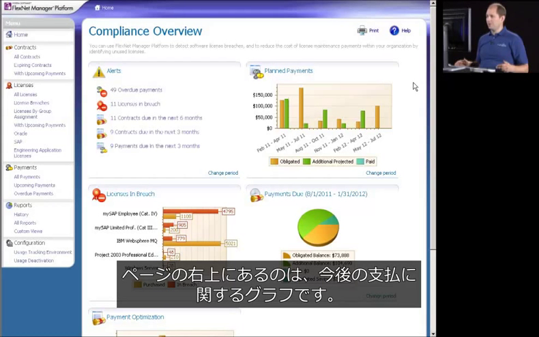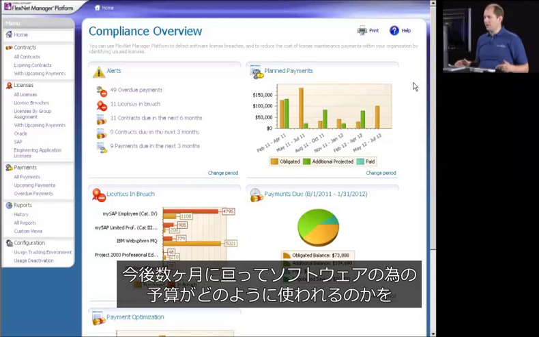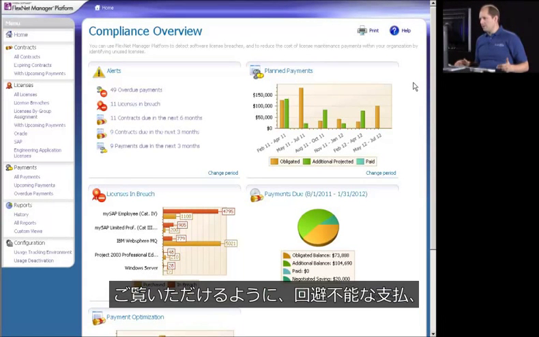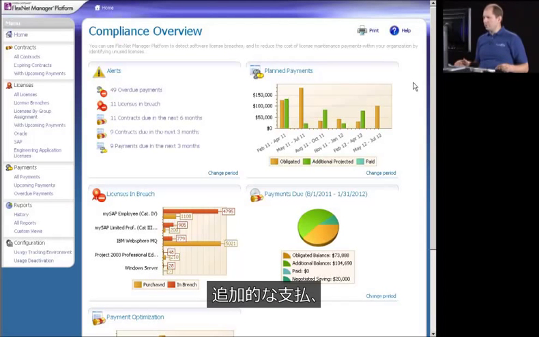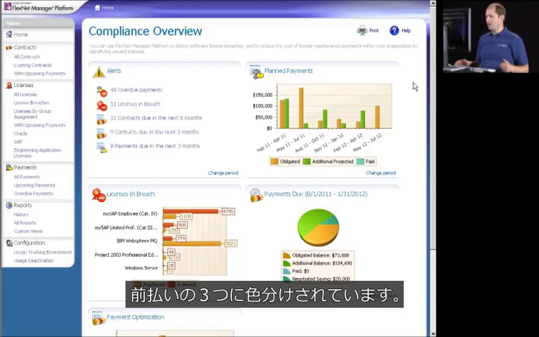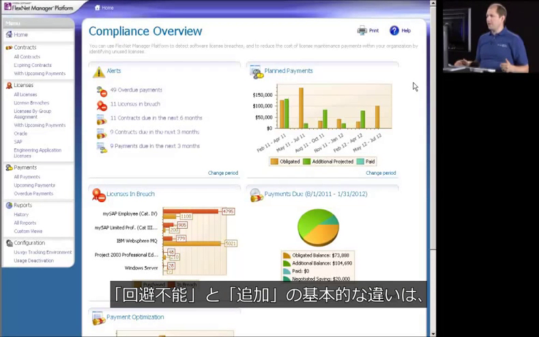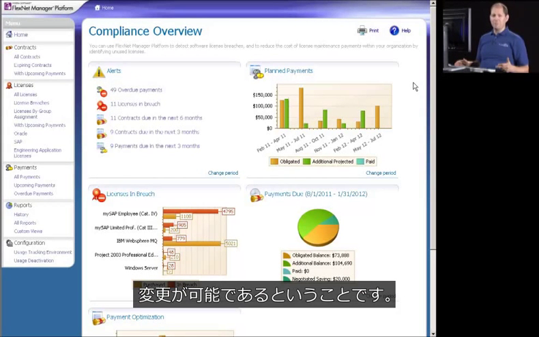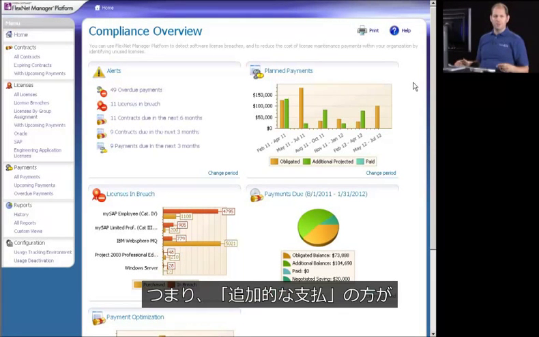It highlights on the top right-hand corner a planned payments graphic showing in the next few months what we're spending all of our software budget on. And as you can see here, there's some obligations, some additional projected payments, and it could also show some paid payments in advance if that existed in this organization. One of the points of differentiating between the obligated payments and the additional projected payments is that the projected ones might be able to be altered depending on circumstances.